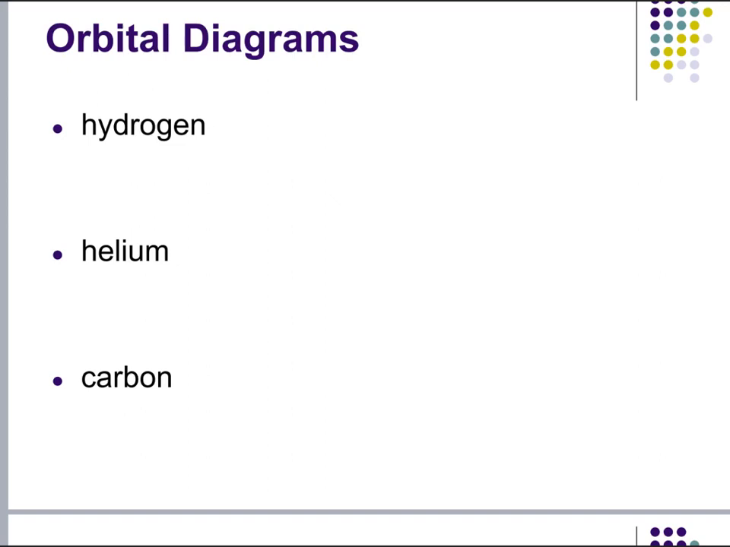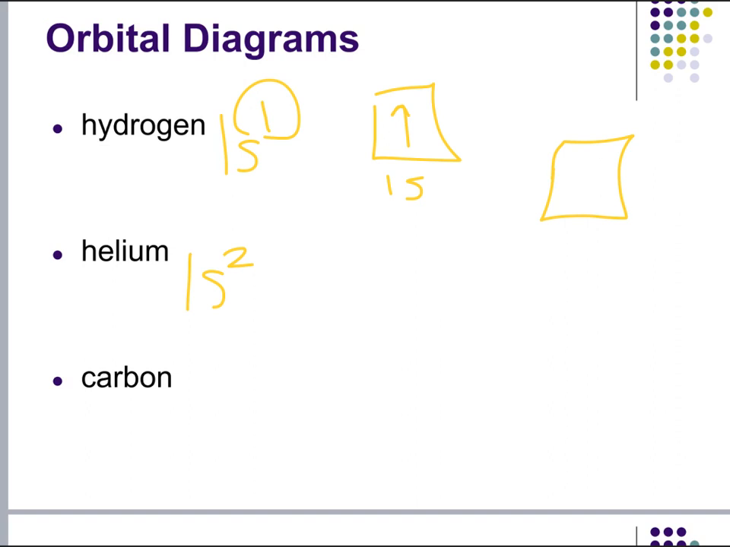Starting with hydrogen, the electron configuration for hydrogen is 1s1. So I'm going to draw 1 box to represent the 1s orbital, and I'm going to put exactly 1 electron in it. So I'm going to draw exactly 1 arrow. Helium, on the other hand, has 1s2 for its electron configuration. So again, I'm going to draw 1 box for my 1s orbital, but this time I'm going to put in 2 arrows, 1 going up and 1 going down.